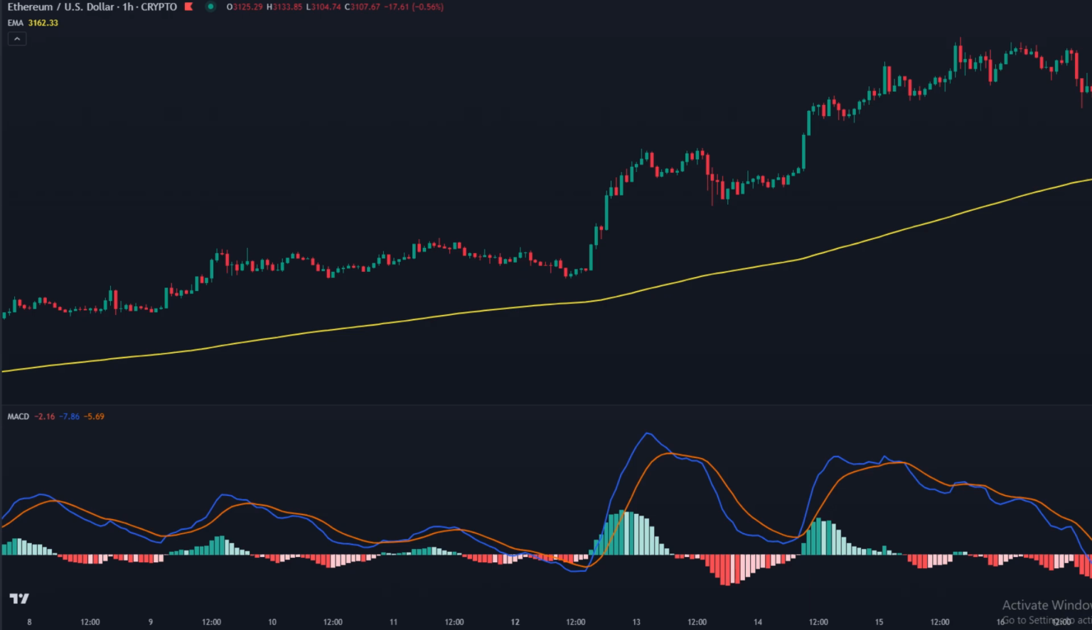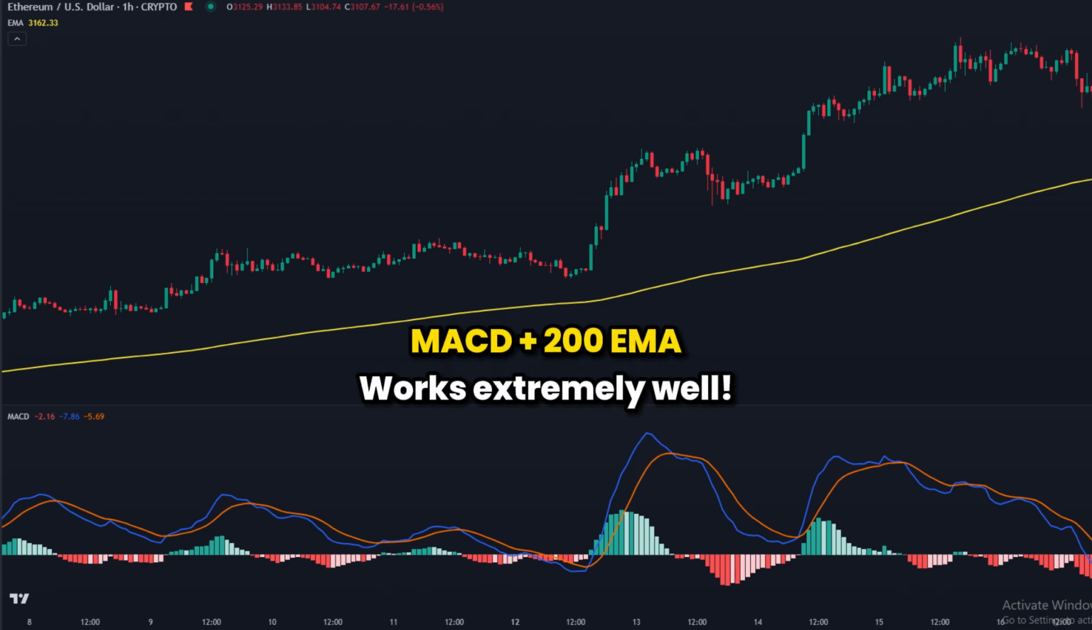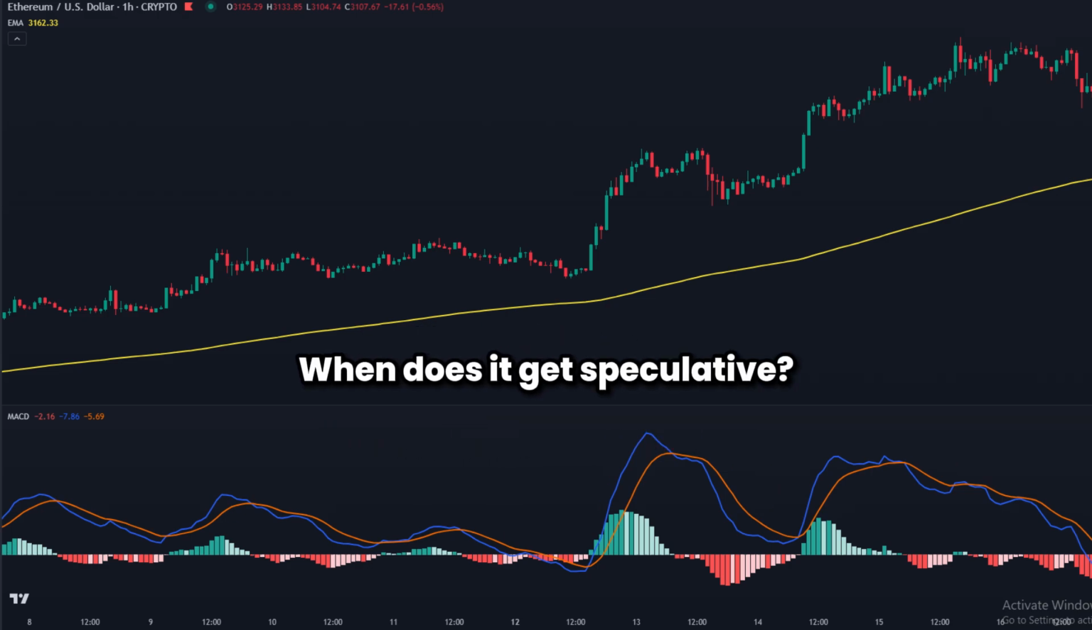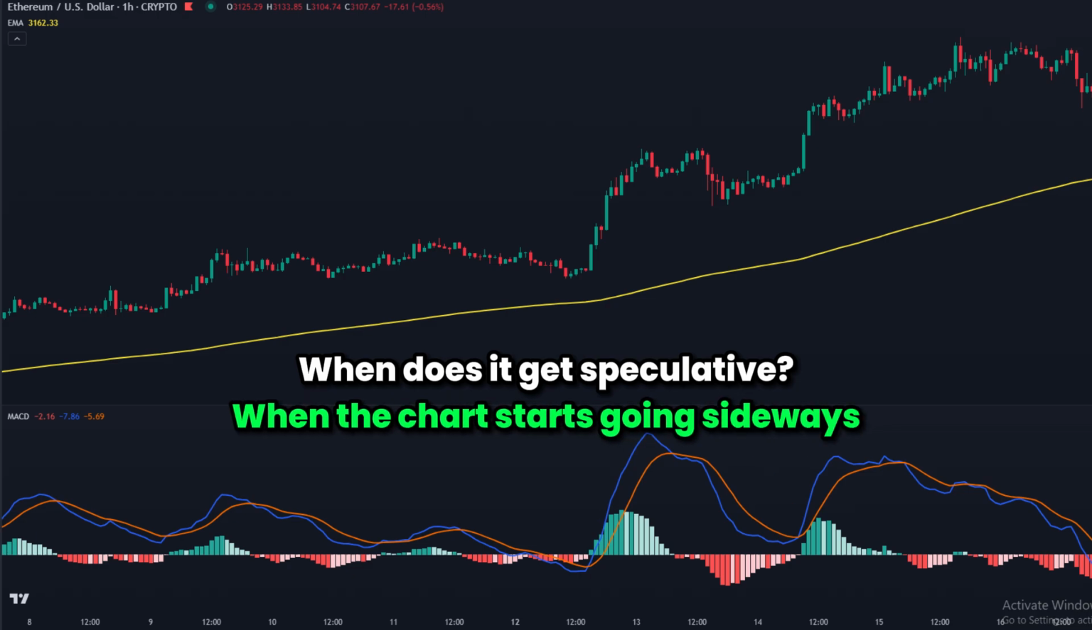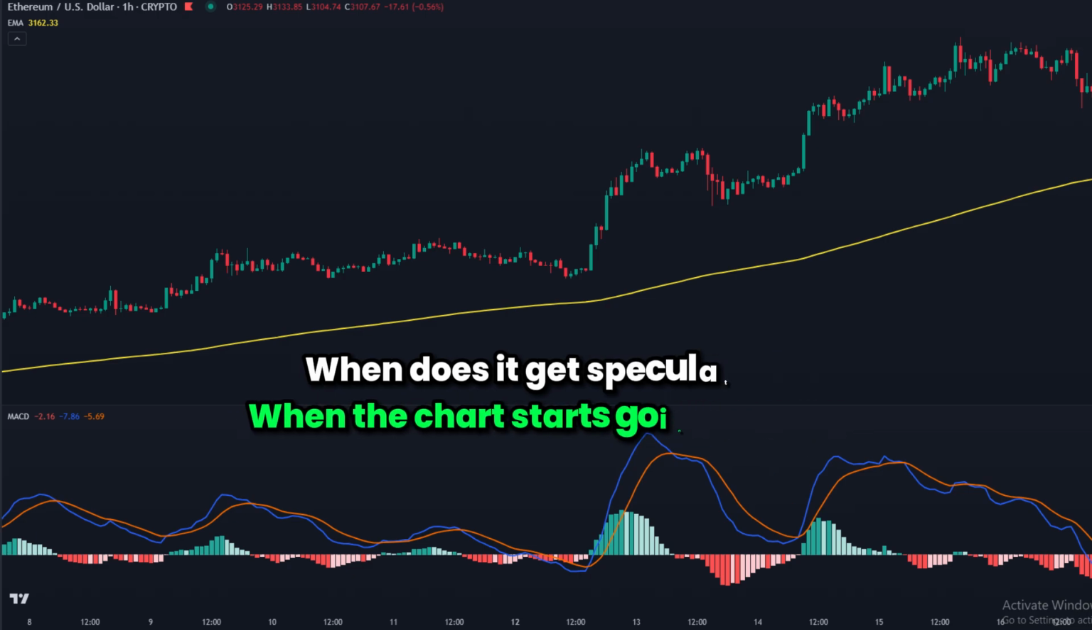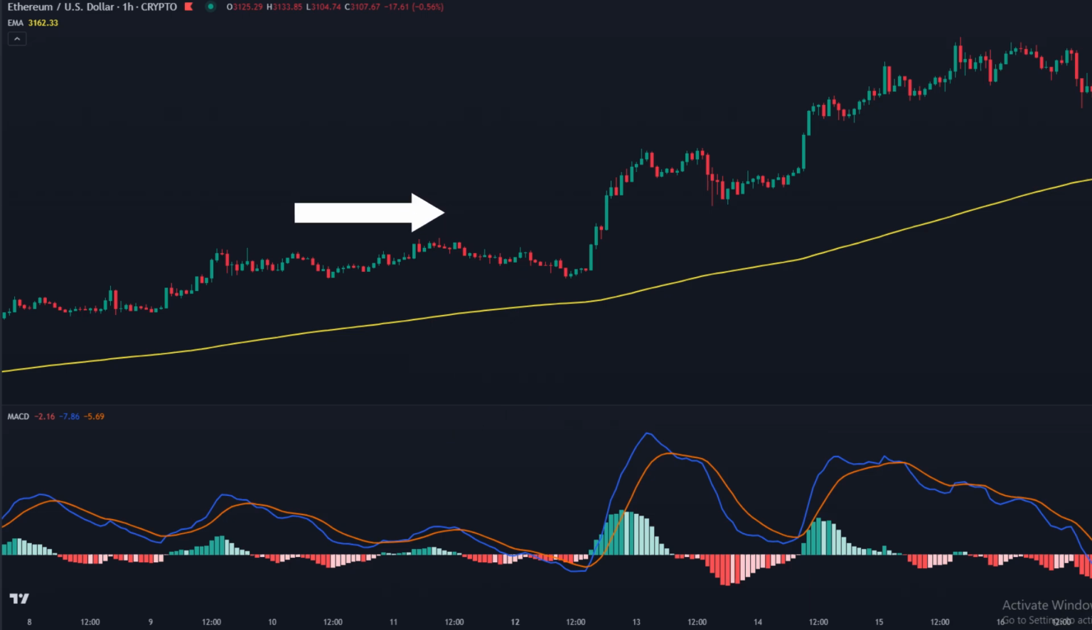The MACD strategy combined with a 200-day moving average works extremely well, only if there is a lot of price movement. Where the strategy starts to get kind of speculative and gives false signals is when the chart starts going sideways and starts losing momentum. So as you can see here, the chart is moving sideways and lost almost all of its upward momentum, and the MACD is giving lots of false signals. If you traded here, odds are you probably lost money.